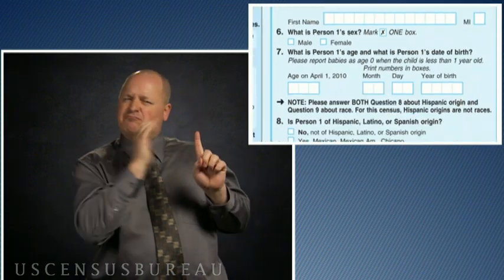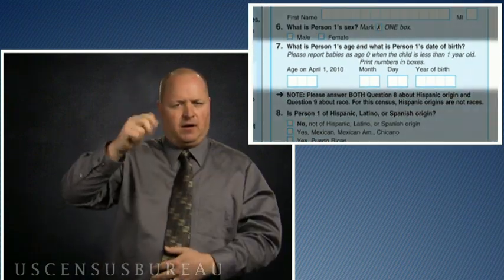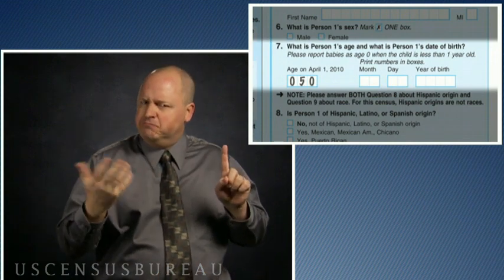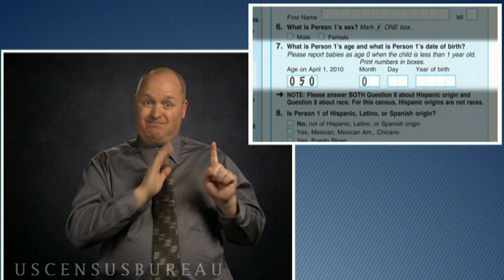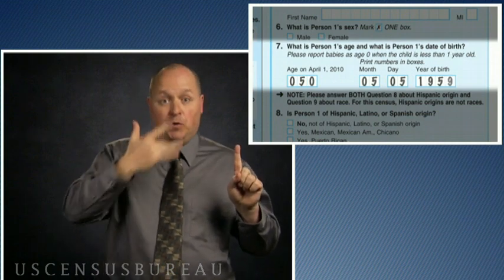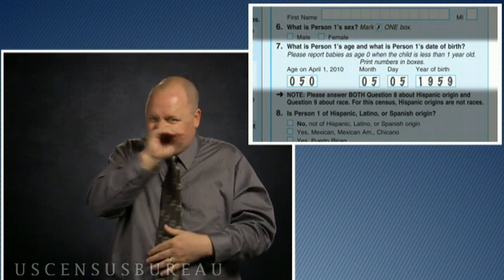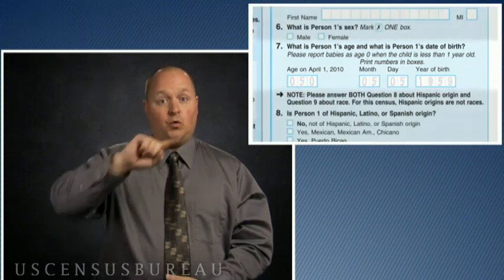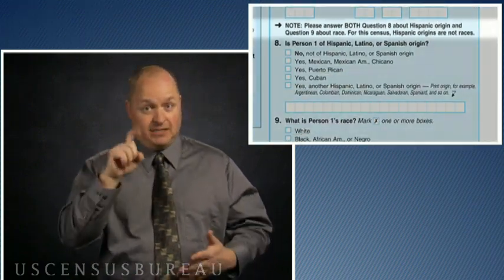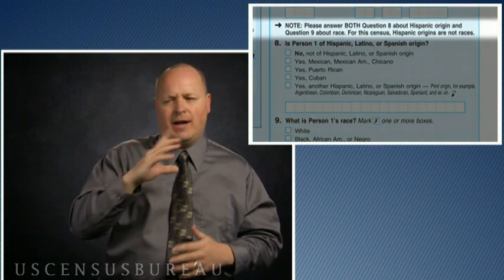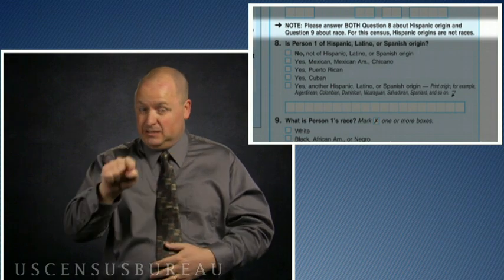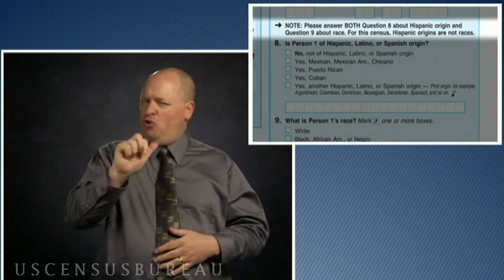Question 7 asks for person 1's age on April 1st, 2010, and for person 1's date of birth. Please include both person 1's age and date of birth and print numbers in all of the boxes. Questions 8 and 9 ask about Hispanic origin and race. Please answer both questions, as Hispanic origin is not a race for this census.